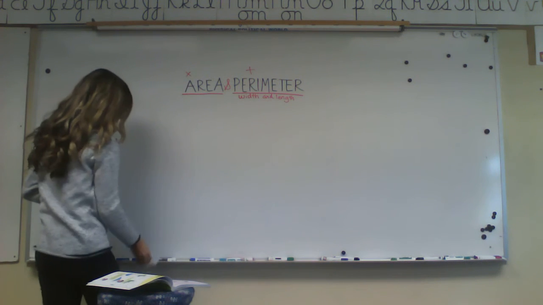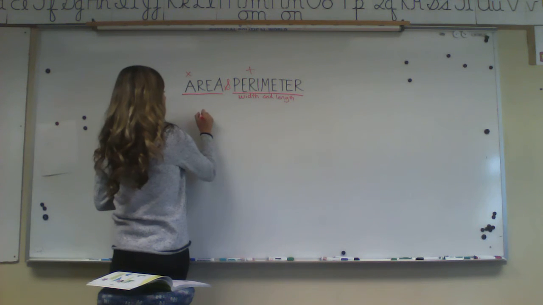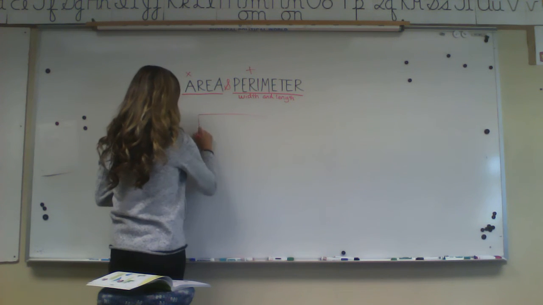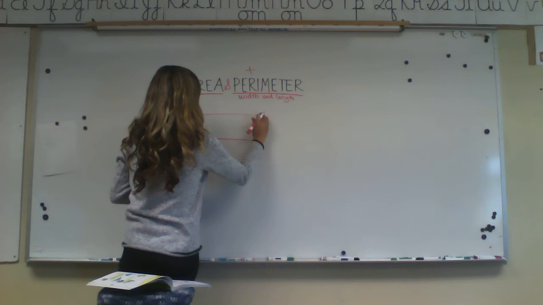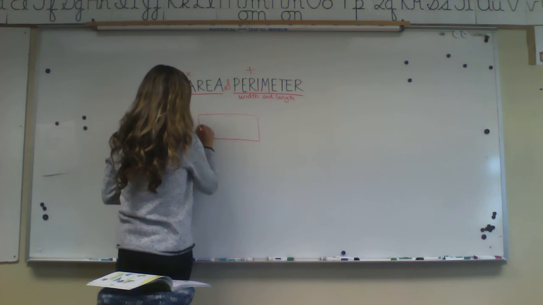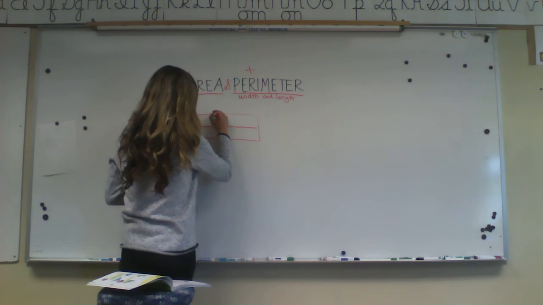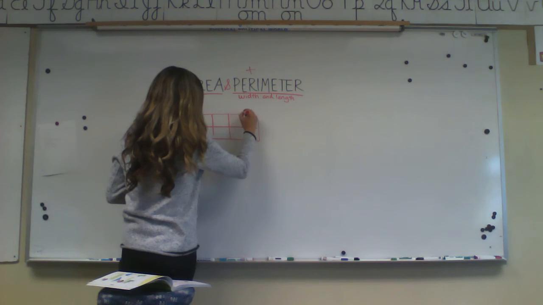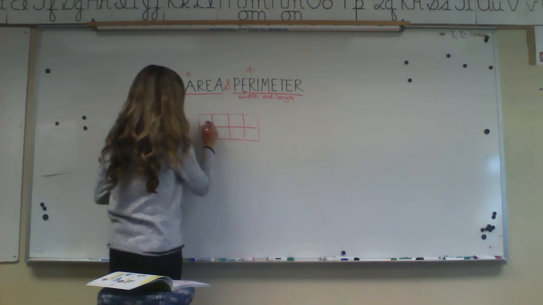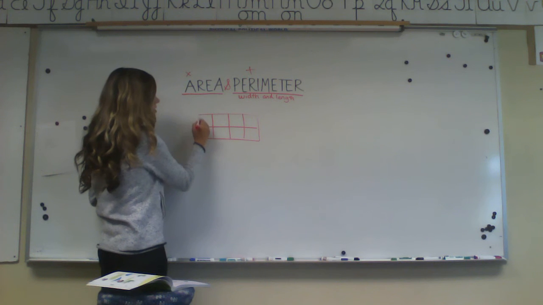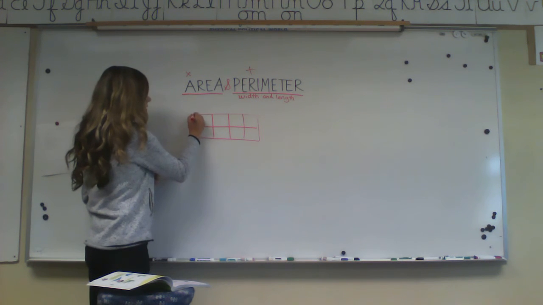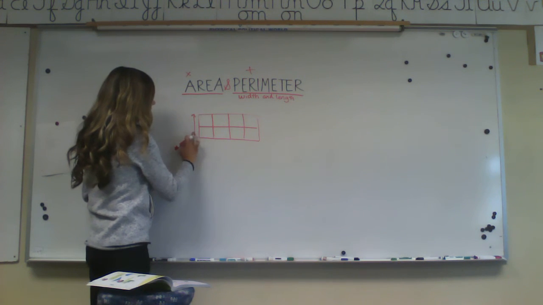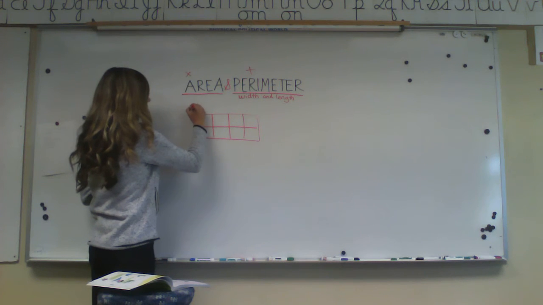So if I have a rectangle, let's make it, let's see, across, we'll do 1, 2, we'll make 4 across. So we have 1, 2. So this is called the width. This area right here, this side, is called the width. This is the width.